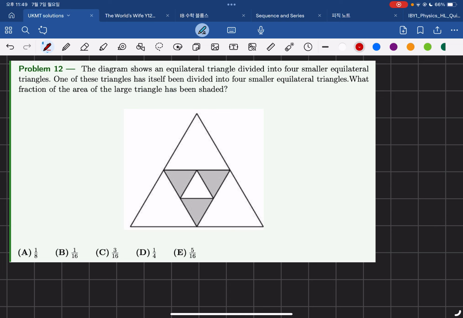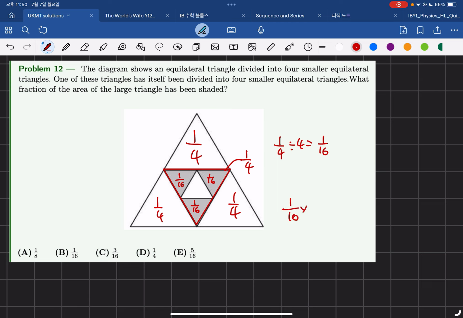So this triangle is 1/4 of the original triangle. So this is 1/4, 1/4, 1/4. And this triangle is also 1/4. However, this 1/4 equilateral triangle is again divided into 4, which is 1/16. So this is 1/16 of the original triangle. So 1/16 times 3 is 3/16. So C is the correct answer.